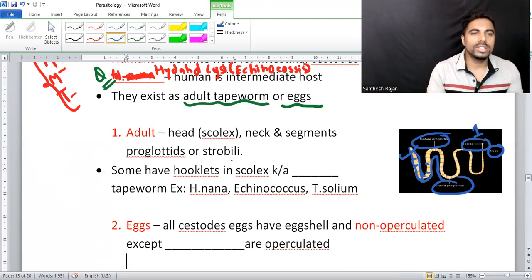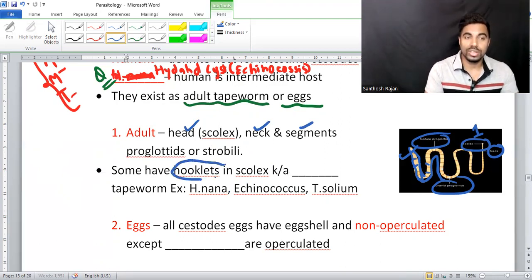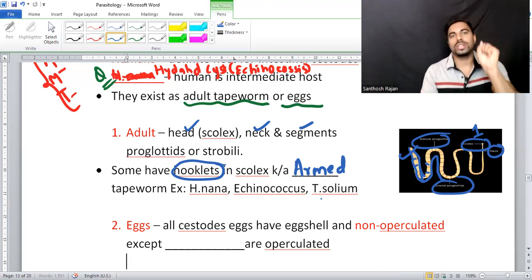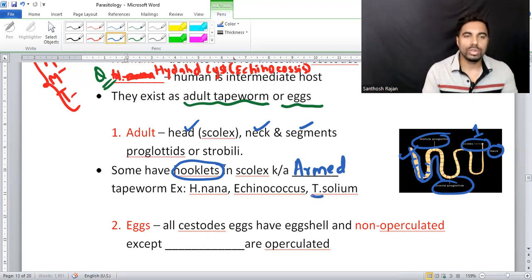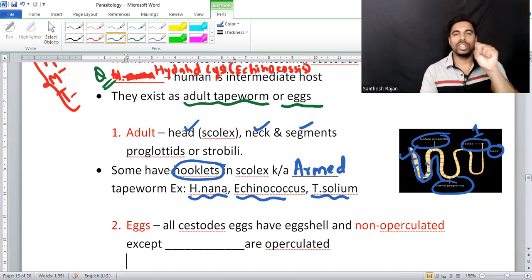Usually there's a head, neck, and segments or proglottids. But some of them have hooklets in the head, the dangerous ones, which just suck. So they are also called armed tapeworms. Whoever has hooklets is called armed. Example: Taenia solium, compared to saginata, because solium has hooklets but saginata doesn't. One is solium, another is echinococcus, and H. nana is a few examples that have hooklets to take all the nutrients, blood, everything from the host.